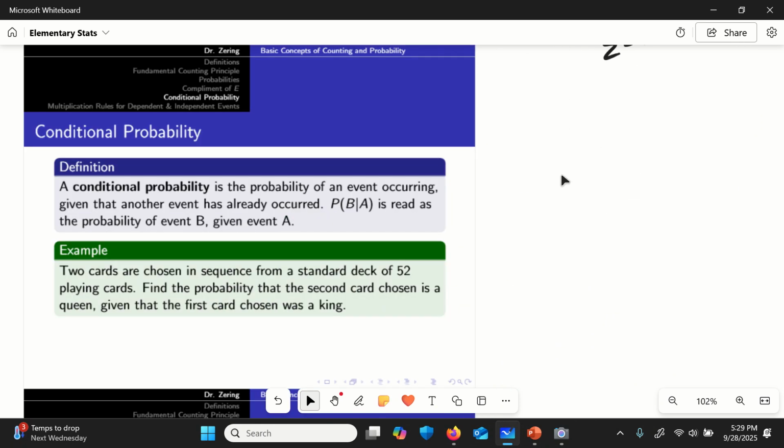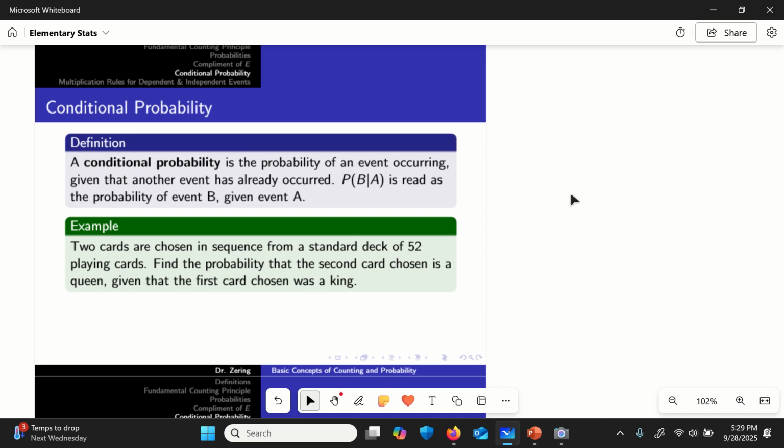A conditional probability is a probability of an event happening given that some other event has already happened. And we write about it using this vertical bar. So P parentheses B vertical bar A. We would read that as the probability of event B occurring given that event A already happened.